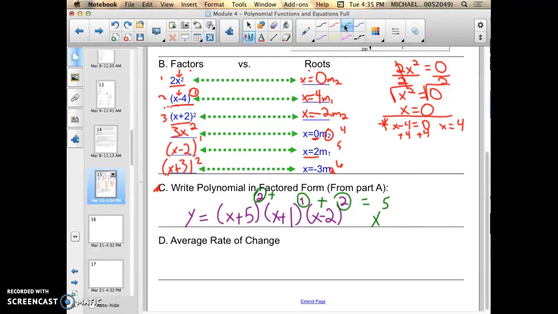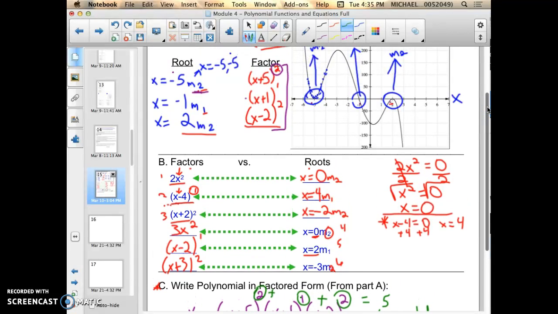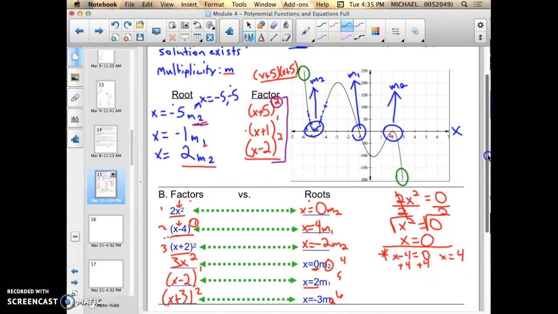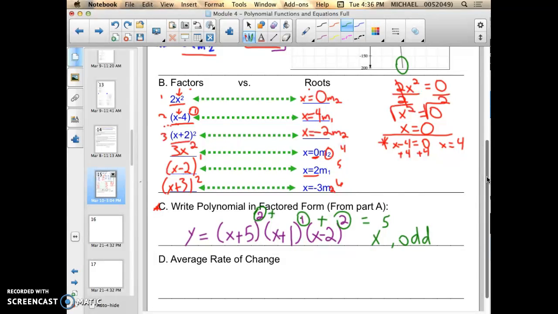If this was in standard form, the highest power of this polynomial would be x to the 5th. And because it's 5, that means that this polynomial is also odd. If it was x to the 6th, it would be even. But it is odd, the polynomial itself. So that means that the endpoints, one end's going down, one end's going up. So odd polynomials, ends going in opposite directions, even polynomials, ends going in the same direction. So we're going to work on that as well.